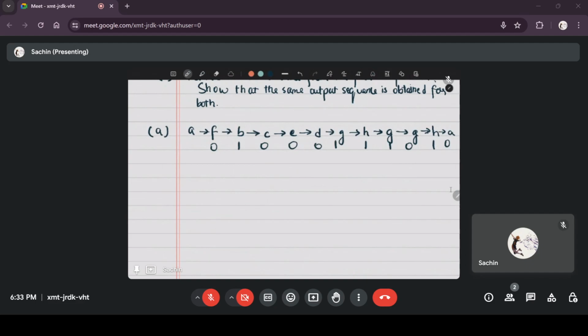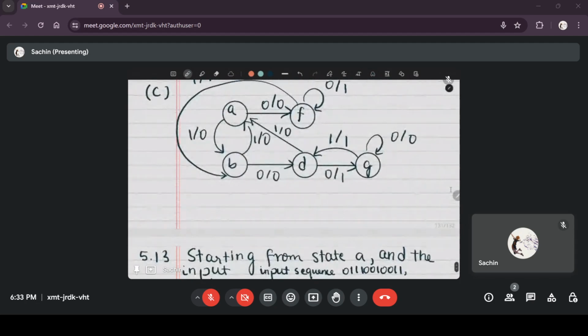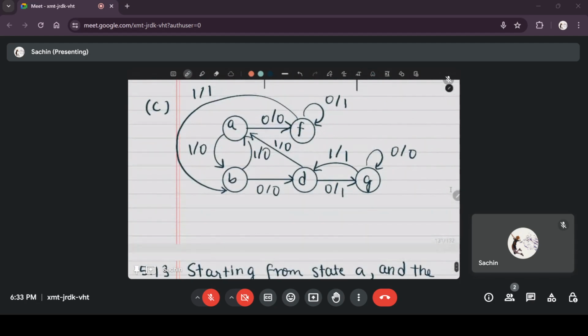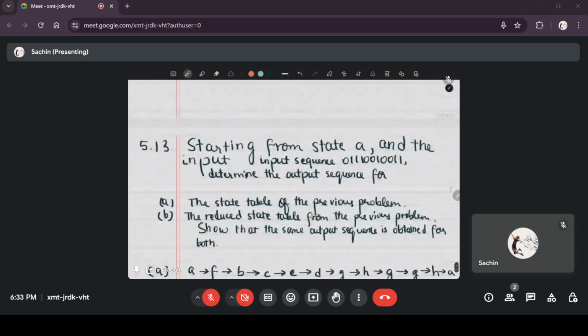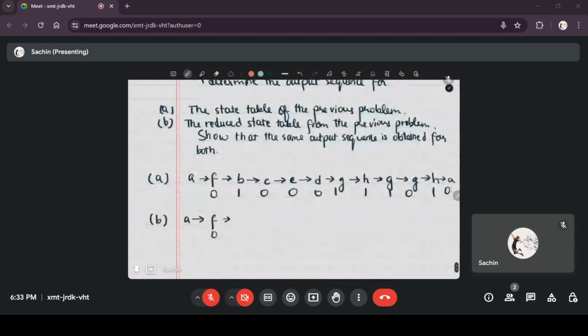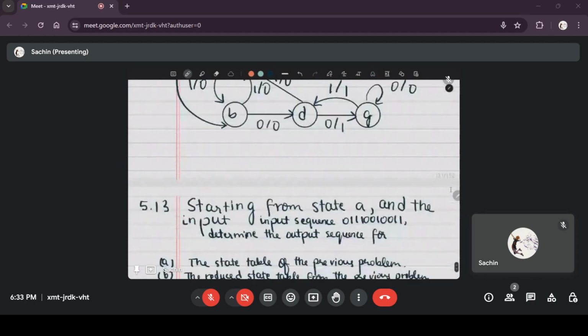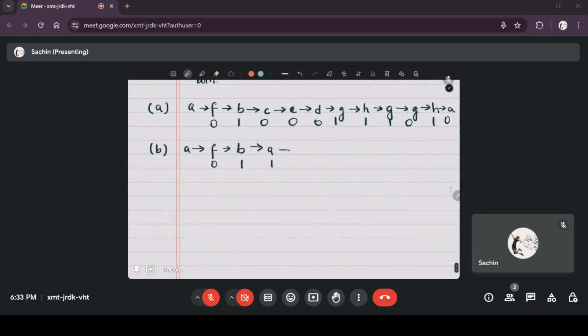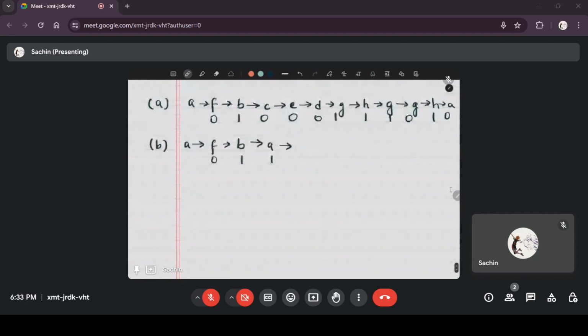Now we do the same thing but with this reduced state diagram. You start out with A, input is 0, so you go to F with output 0. Then you have three ones. From F, a 1 will send you to B with output 1. From B, a 1 will send you to A with output 1. From A, it will send you to A with output 0, sorry.